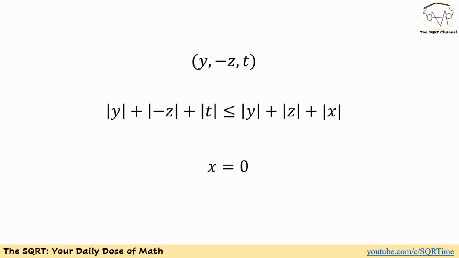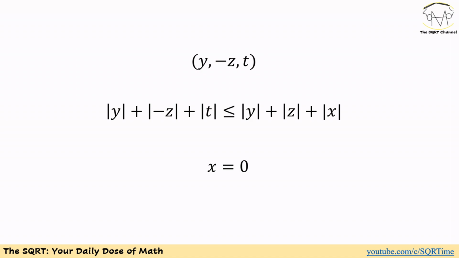If y, minus z, and t are a possible answer for the equation that we are trying to solve, then we are going to see if it's possible or not. First of all, remember we said that x, y, and z is the possible answer for this equation in a way that the absolute value of x plus the absolute value of y plus the absolute value of z is the smallest value that we can have.